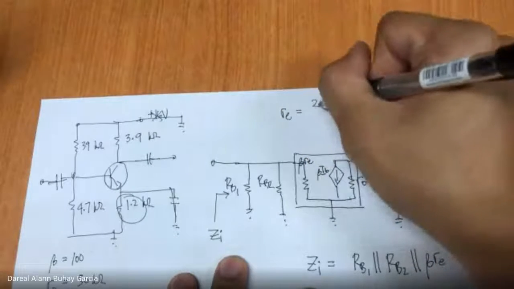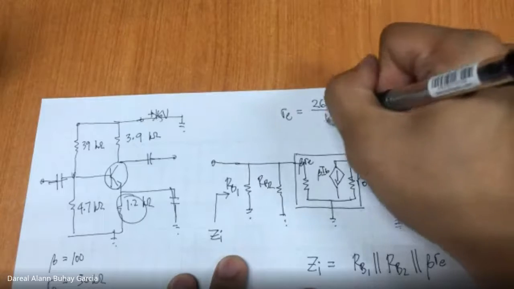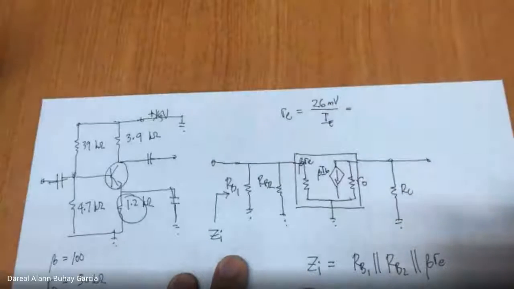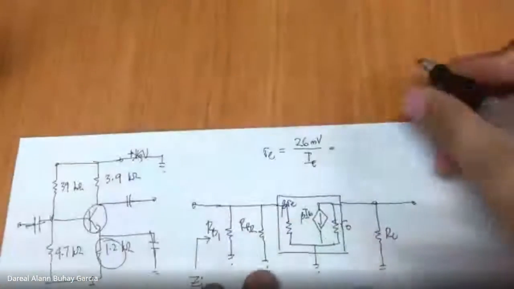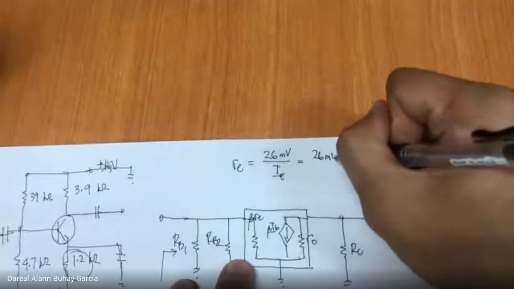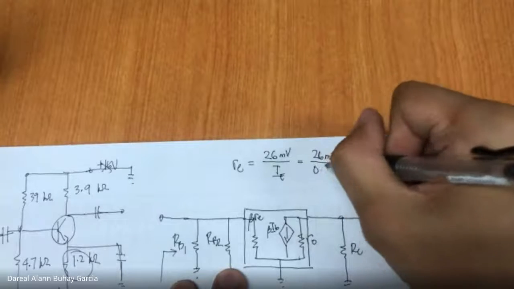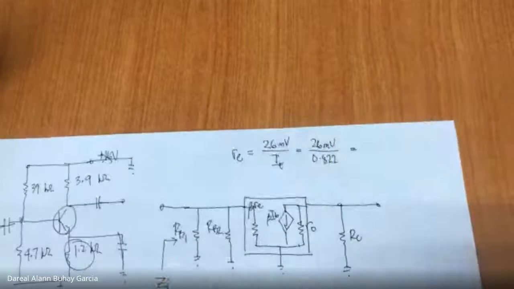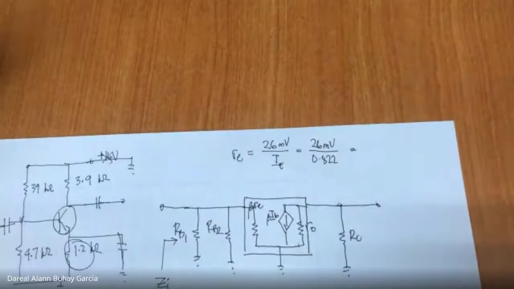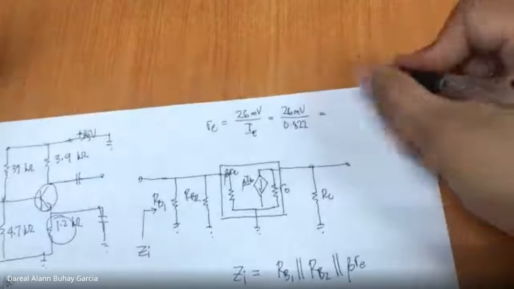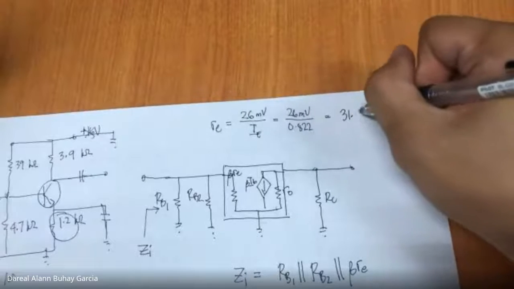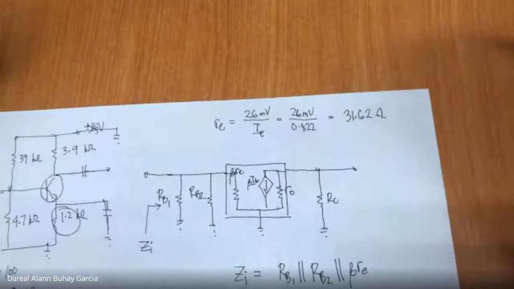RE is just equal to 26 millivolts over IE. And kanina na-obtain na to si IE as 0.822. So 26 millivolts divided by 0.822, mga 31.62 ohms. No? Okay.